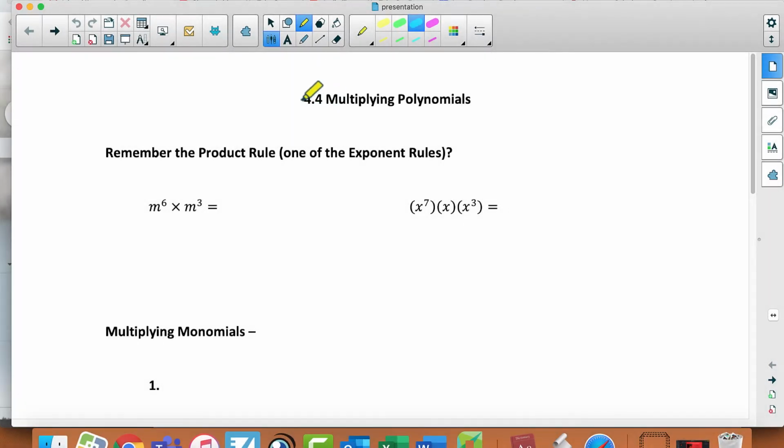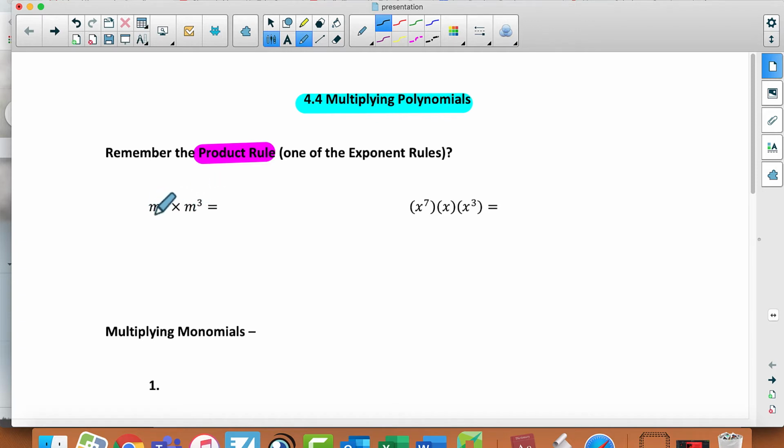Okay, it's time for 4.4 on multiplying polynomials. So we got to think back just a little bit to the product rule. Remember the product rule when we were doing the exponent rules? You might not remember it by name, but I bet you remember it if you see it. Remember what m to the 6 times m to the third is?